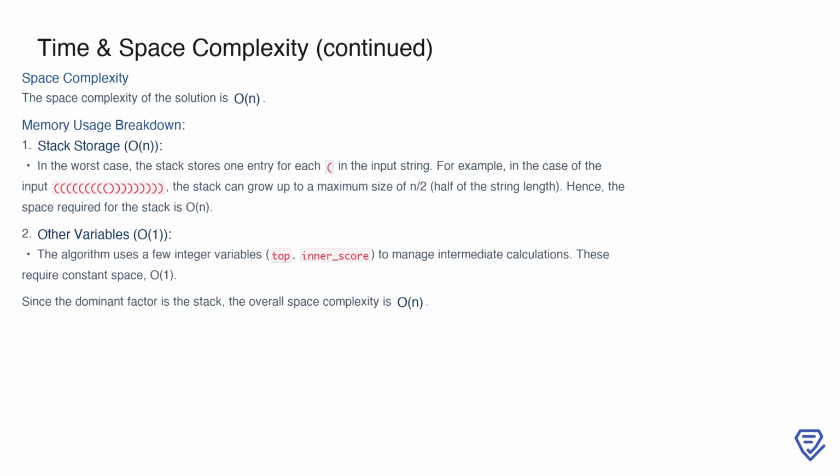Beyond the stack, the algorithm only uses a few integer variables, such as top and inner_score, for intermediate calculations. These variables require constant space, O(1). However, since the stack dominates the memory usage, the overall space complexity of the solution is O(n), which is directly proportional to the input size.